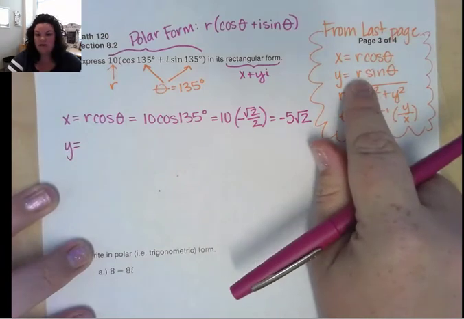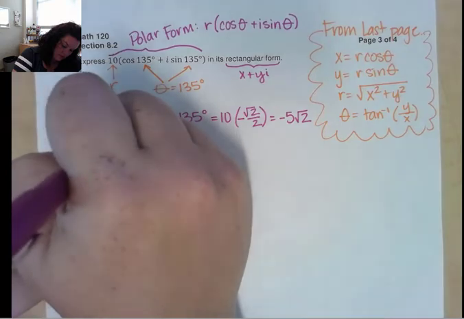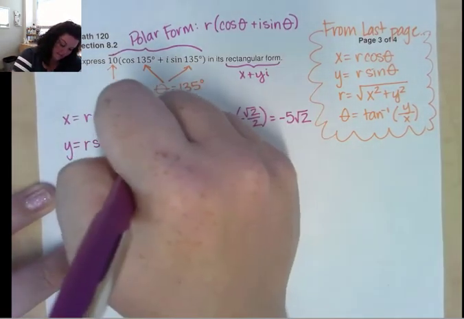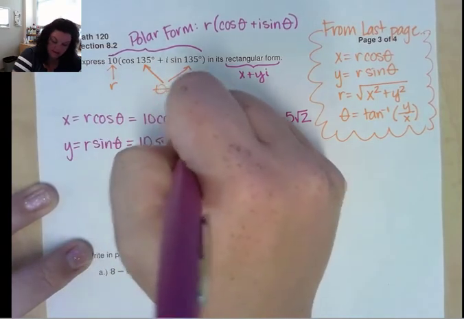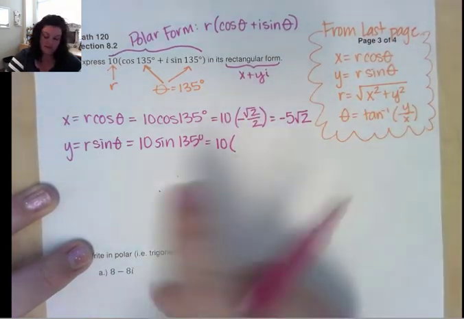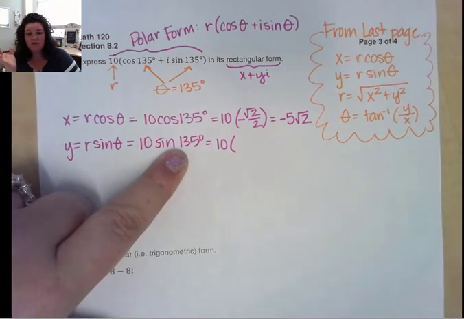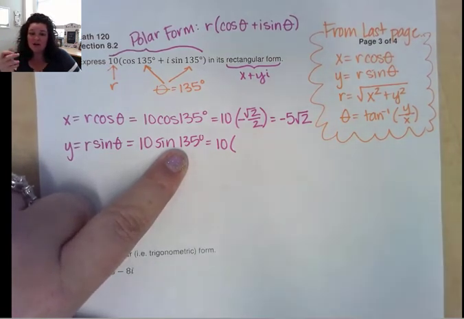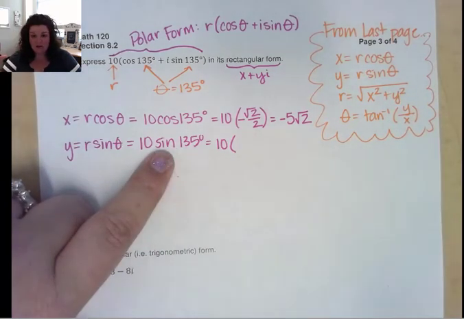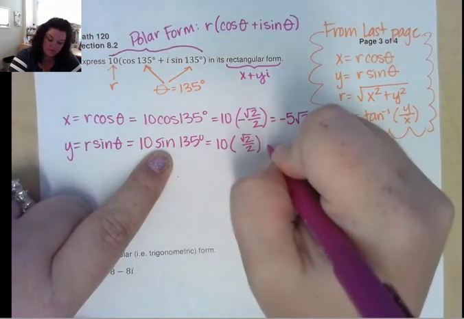So using my little shortcut here, y is equal to r sine theta. So I plug in my r and my theta. R is 10. Theta is 135 degrees. So I have 10 times the sine of 135. Now, 135 again is a 45-degree angle. So remember, sine and cosine are the same on 45-degree angles. But since we're dealing with sine in the second quadrant, it should be positive. So positive square root of 2 over 2.